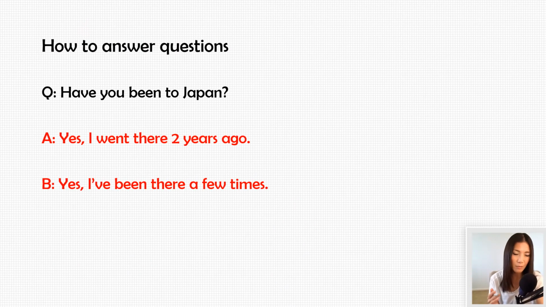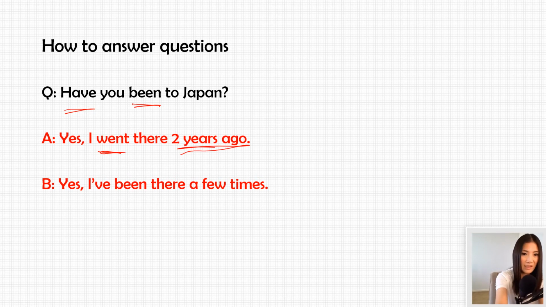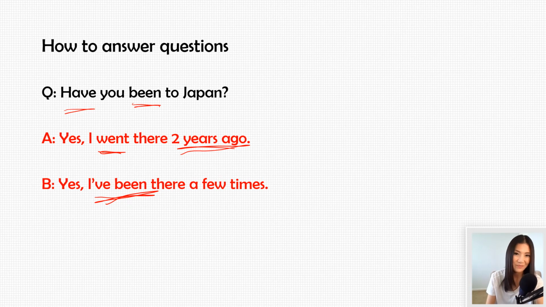Let's pretend that somebody asked you a question using the present perfect tense. For example, here it says, have you been to Japan? You can answer A or B and they're both correct. A says, yes, I went there 2 years ago. You can say went, simple past, because you mentioned a time. B says, yes, I've been there a few times. Here you would use present perfect because you do not mention when you went there.